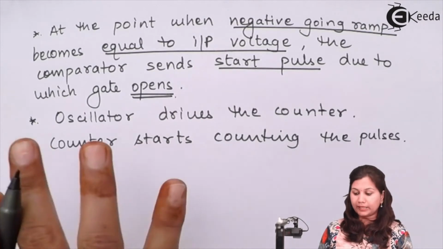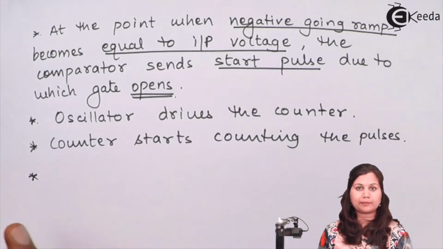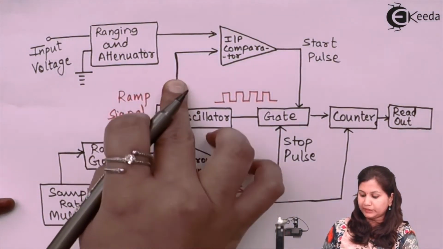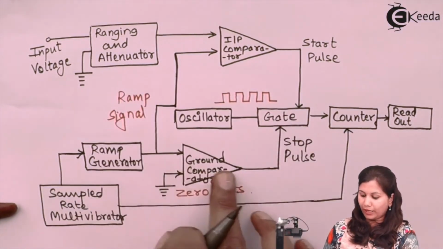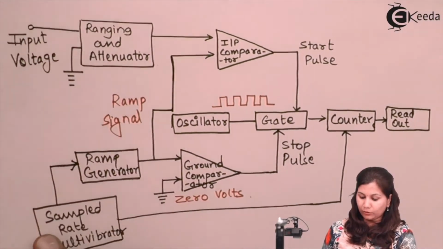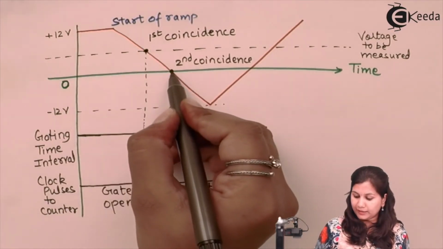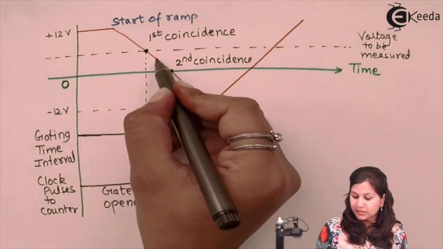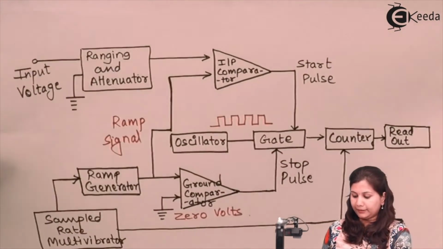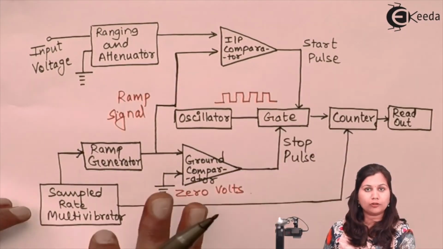Now the same negative going ramp which is generated by the ramp generator is provided to the ground comparator also. You can see here the ramp generator is providing the ramp signal to the input comparator and to the ground comparator also. So when this negative going ramp is equal to the 0 volts, here the input comparator was working and here the ground comparator will work. When this negative going ramp is equal to 0 volts, the ground comparator is going to provide the stop pulse to the gate, due to which the gate closes.